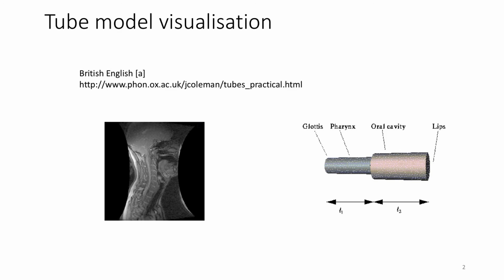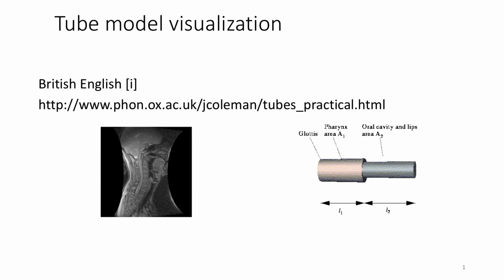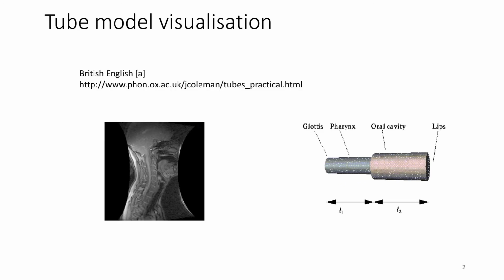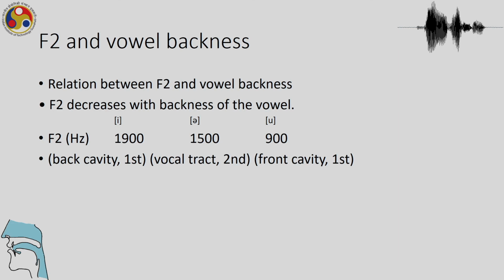So notice that there's a difference in the X-rays that you see alongside the tubes for the production of these vowels. So we have A, when the jaw goes down, and we have the back cavity there, and unlike this one, E, there's a striking difference between the E and the A where the back cavity is more prominent. And the relation between F2 and vowel backness. F2 decreases with the backness of the vowel.